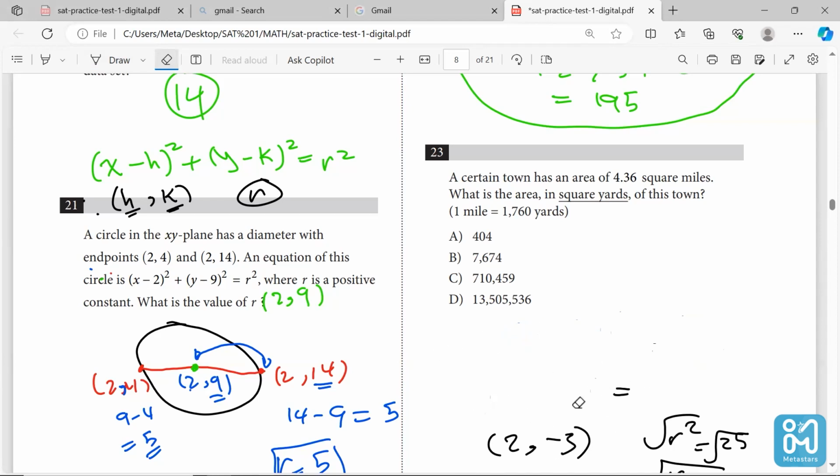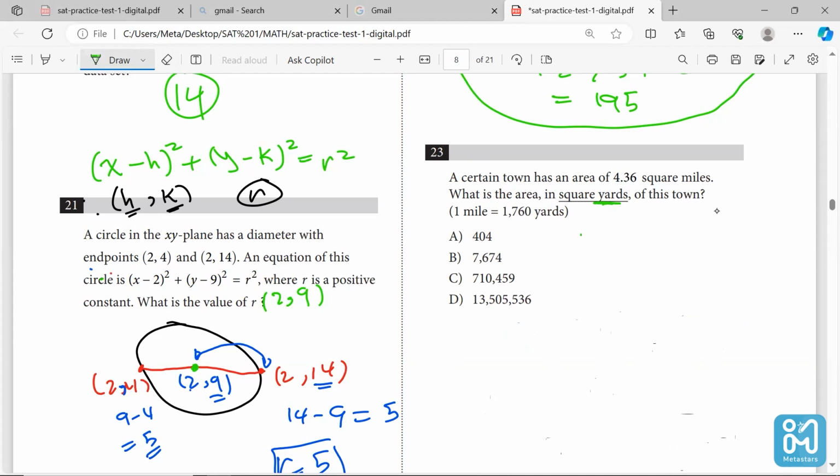Question 23. A certain town has an area of 4.36 square miles. What is the area in square yards? Focus on square yards of this town.